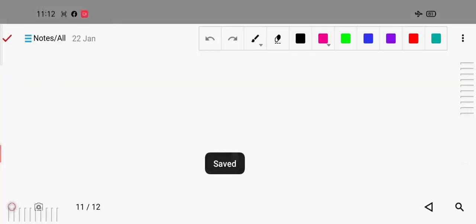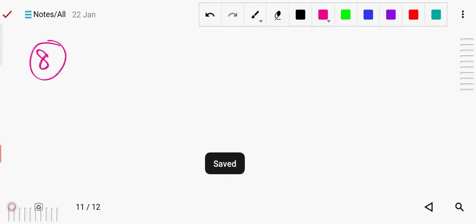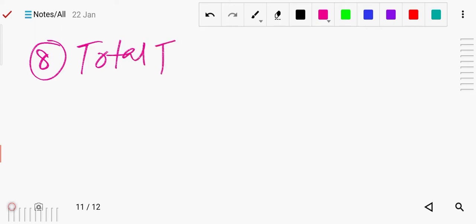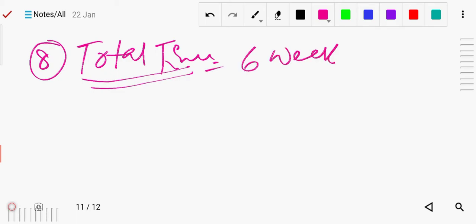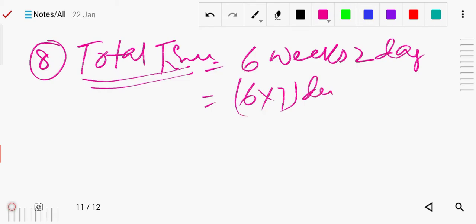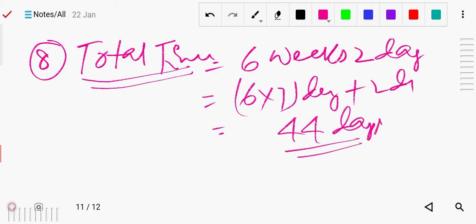Okay, so first of all, total time, you can do it by yourself also, same like that. So total time she stayed, 6 weeks and 2 days. Okay, so you can convert in the plus form, 6 into 7, so this is your days, plus 2 days, so 42 plus 2, I'm doing directly, so 44 days. So you will solve, you will get 44 days. So total time she stayed was 44 days.